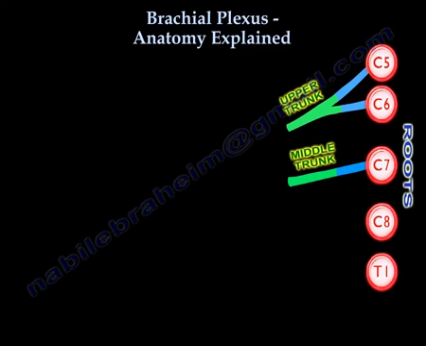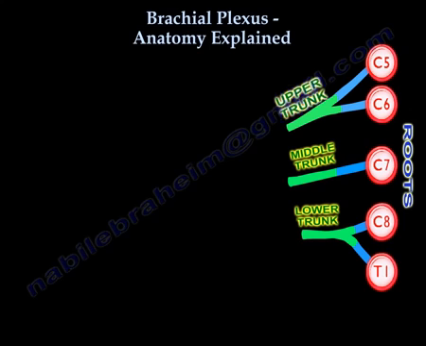C5, C6 join, become the upper trunk. C7 comes along and says, no, I don't want to be part of that. I'm going to be alone. There are 5 roots involved. So the other 2 roots are C8, T1. They don't think C7's idea is a good idea, so they join. C8 and T1 join, so the lower 2 roots unite to make the lower trunk.